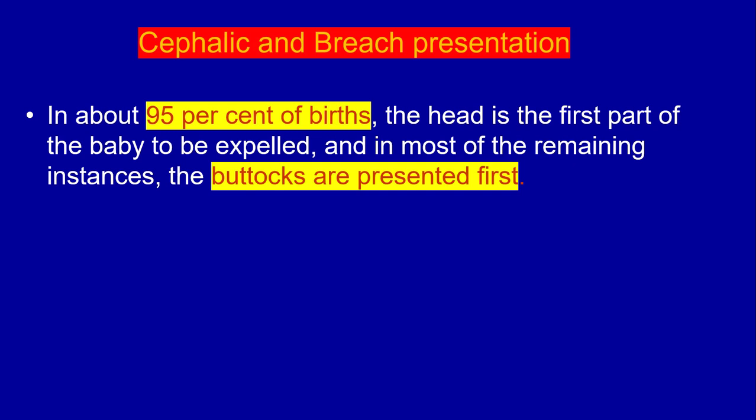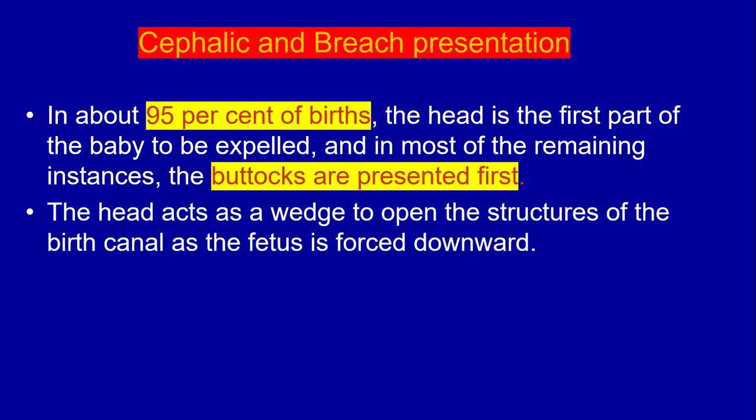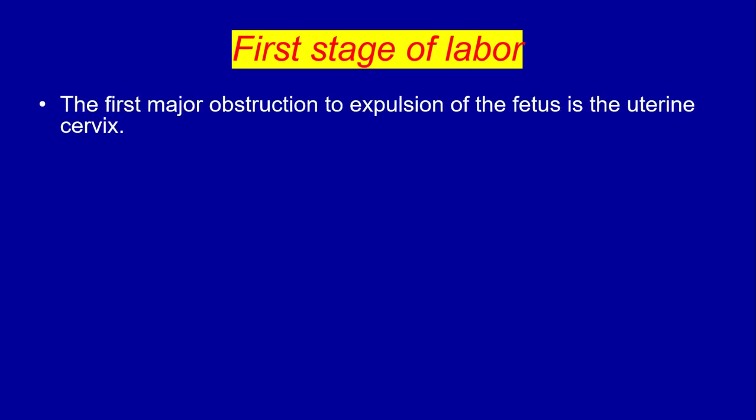Cephalic and breech presentation. In about 95% of births, the head is the first part of the body to be expelled, and in most of the remaining instances the buttocks are the presenting part. When the head is engaged, it is called cephalic presentation, and when the buttocks are presented to the cervix, it is called breech presentation. The head acts as a wedge to open the structures of the birth canal as the fetus is forced downward.